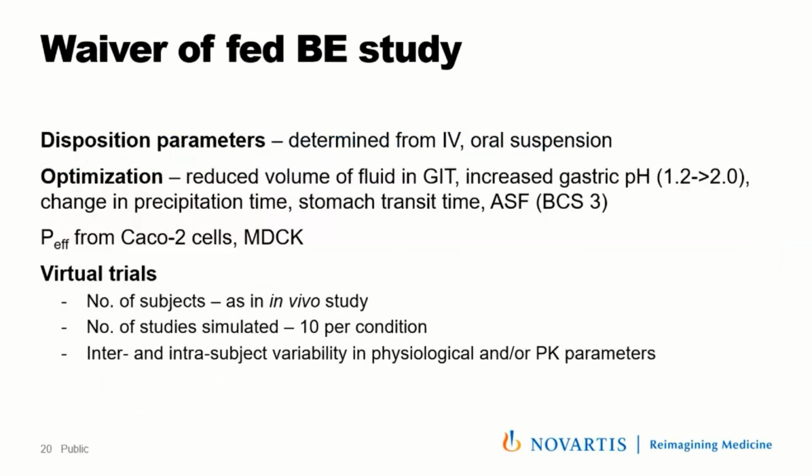Disposition parameters for these 6 cases were determined using intravenous data when available and in one case using oral suspension data. Some optimization was applied, mainly to reduce volume of fluid in gastrointestinal tract, some changes in gastric pH, precipitation time, and absorption scaling factors for BCS class 3 drug.